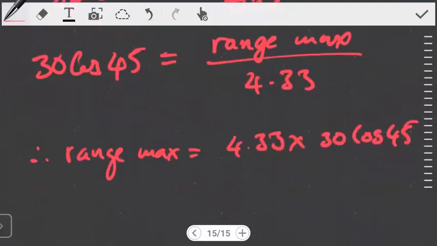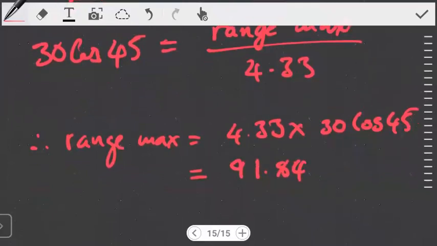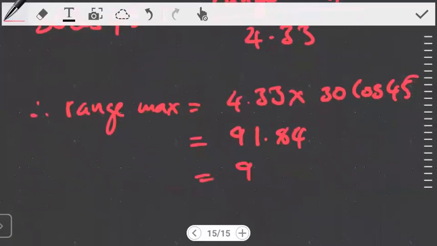So if you evaluate this, you get the maximum range as 91.84, or you can write this as 92 meters if you're dealing with two significant figures. Okay, so this becomes the maximum range for this projectile.